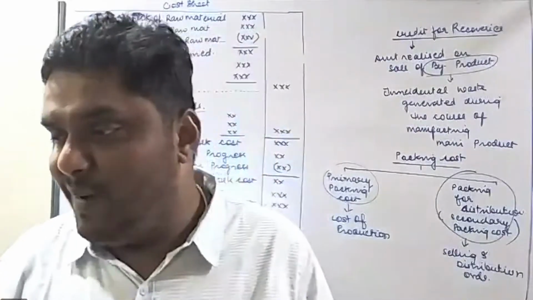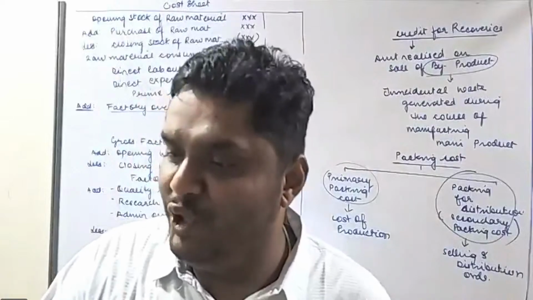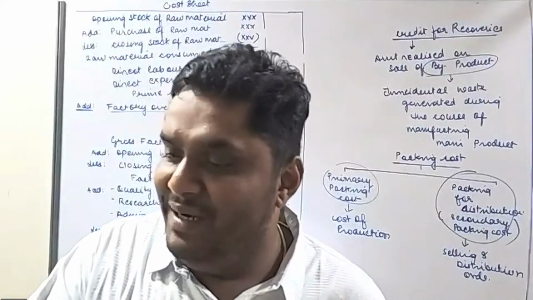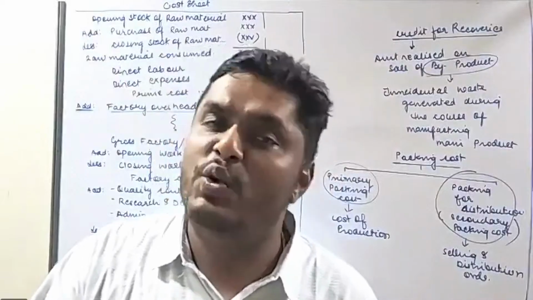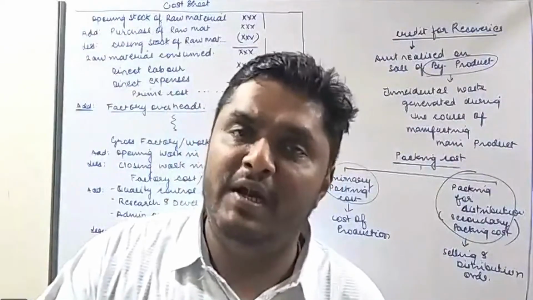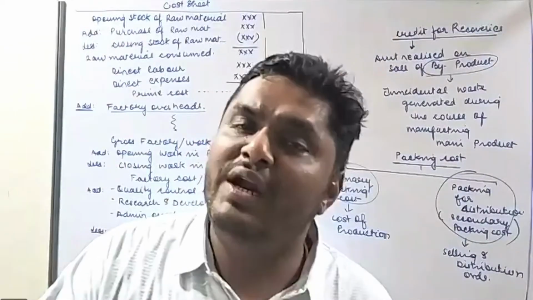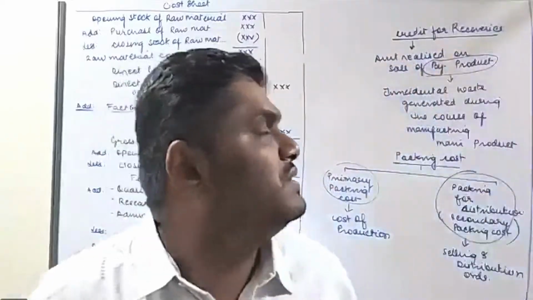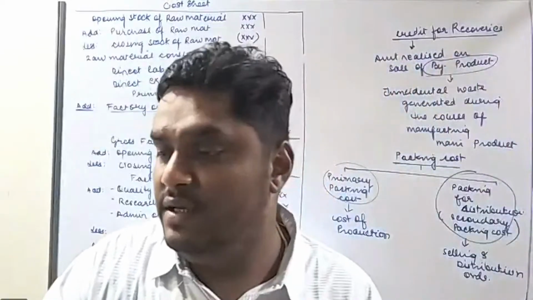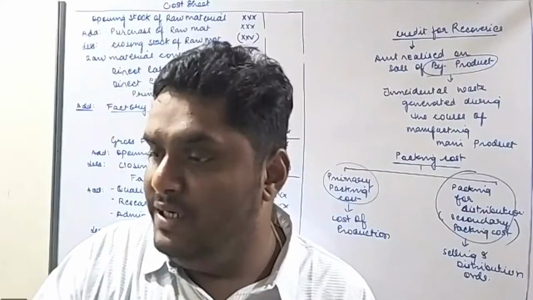I'll be discussing this part in detail in joint and byproduct. But in short, we can say the waste that is generated during the course of manufacturing a product is byproduct. And if byproduct is sold at a very nominal price, that is what we call the amount realized, or we can say the credit for recoveries, Rohan. I hope it is clear, Rohan.